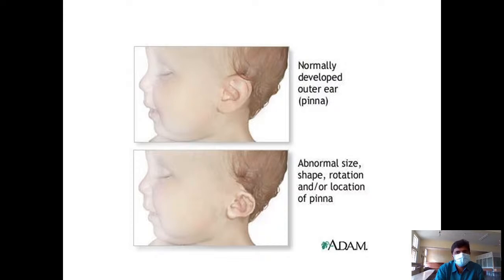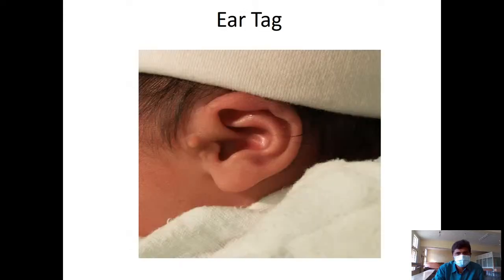So these are normally developed outer pinna, and these are abnormal. So you can see abnormal size, shape, low set ears, and abnormal rotation as well. So these are ear tags, preauricular ear tags. So here you can see preauricular ear tags. So you need to evaluate the particular neonate for genitourinary anomalies.